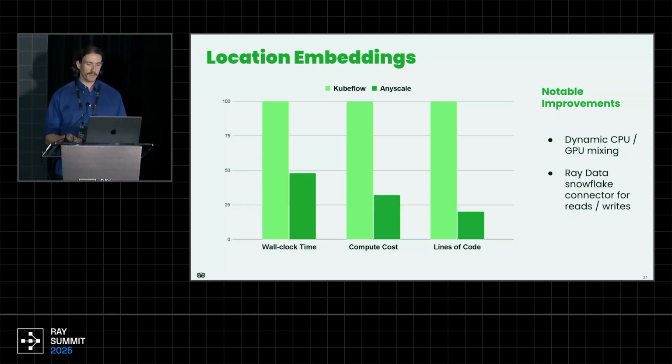So similar improvements on the performance across our metrics here. The dynamic CPU and GPU mixing, again, wasn't something we could easily do with KubeRay, with the open source. So it was easy for us to do this on the Anyscale platform. We also employed the proprietary Ray Data Snowflake connectors for utilizing the object store efficiencies across the cluster for loading and writing data as well.